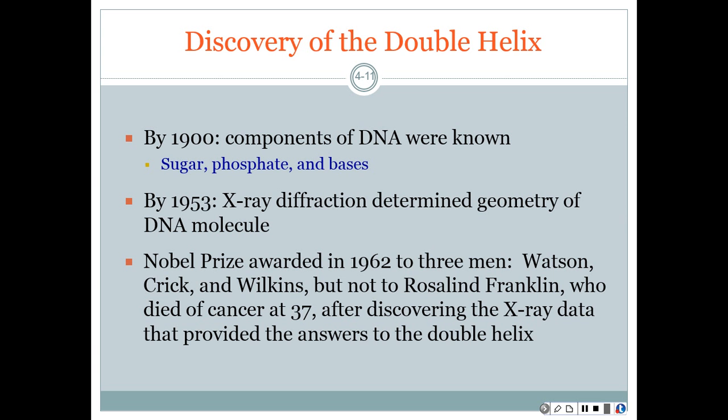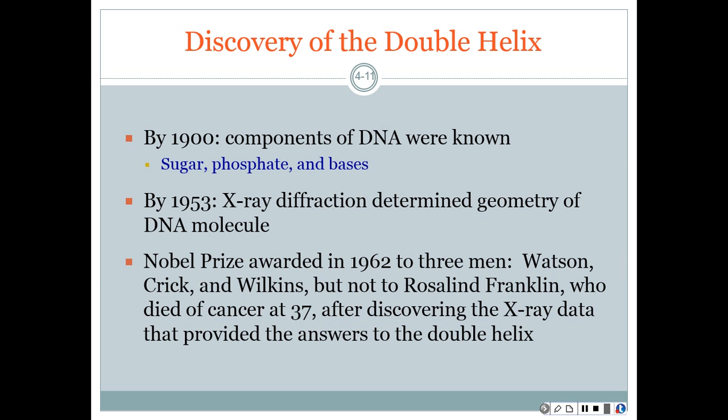Now, unfortunately, Wilkins, who was working with Rosalind, stole the picture she developed. I can't say borrowed. The book says he took it without permission, but if you take something without permission, it's stealing. He took it over to Watson and Crick at the other university.